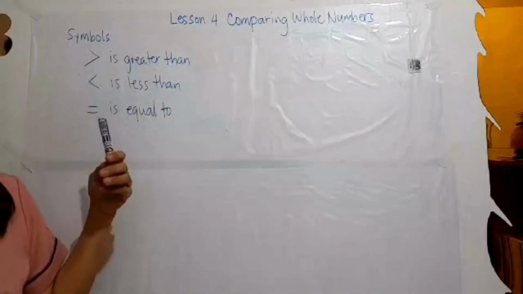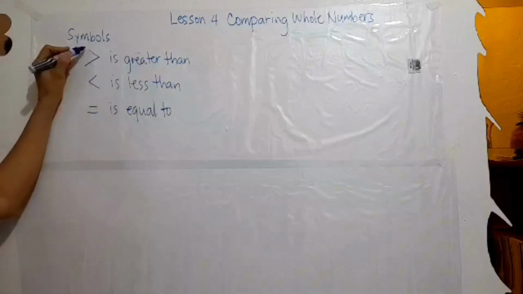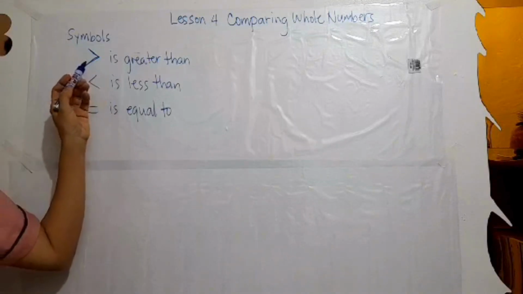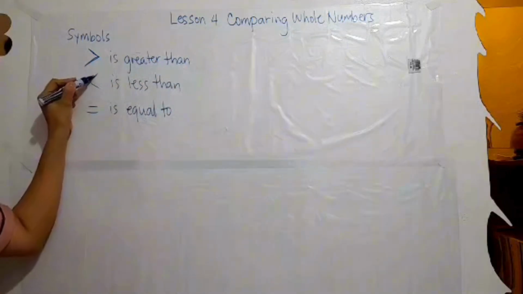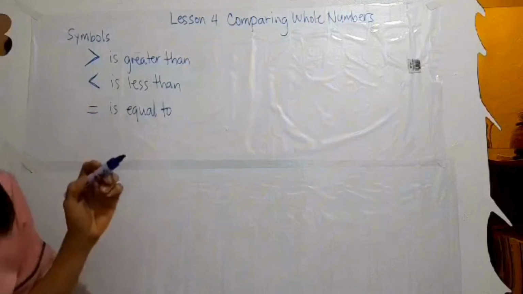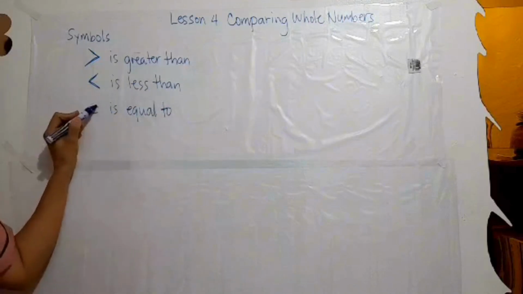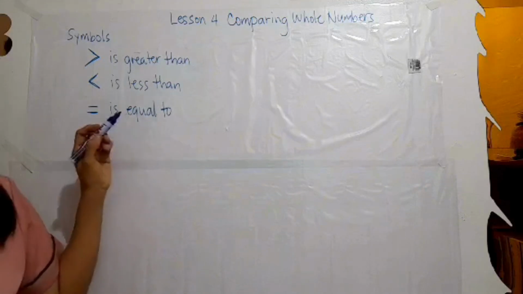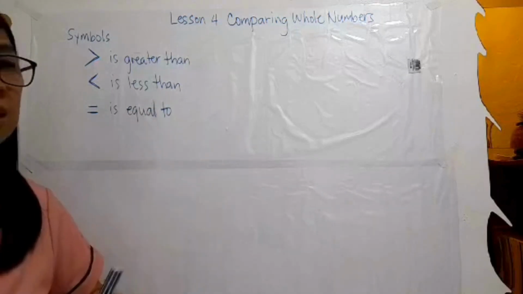Okay, when we are comparing numbers, we are using symbols. This one is read as is greater than. And this symbol is read as is less than. And this symbol is read as is equal to. So we will be using that in all our examples.